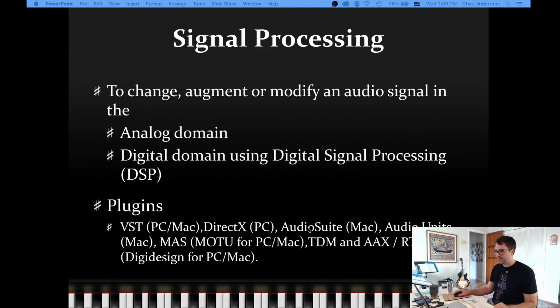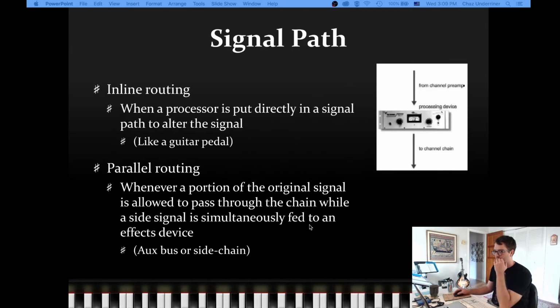So next, how to route things. Basically there are two ways to apply a plugin or an effect on a sound. This goes for anything, for analog and for digital. Basically, you can put a processor directly in a signal path to alter the signal, which is like a guitar pedal. You have a guitar, there's mine over there. You plug it into a pedal.